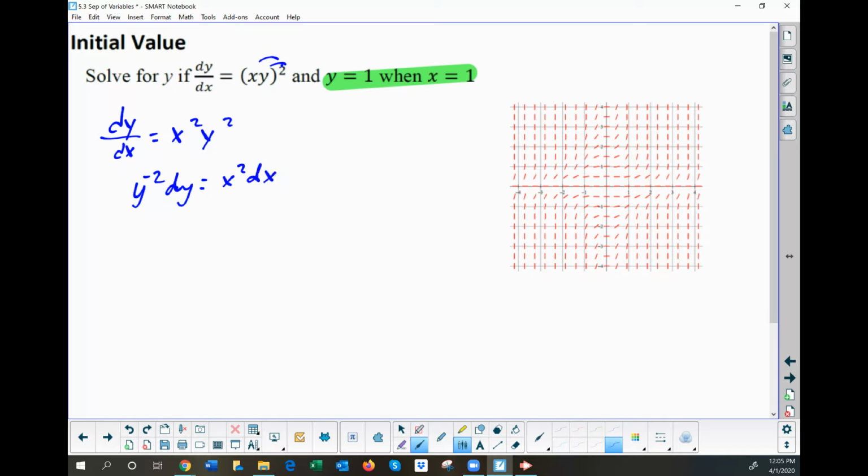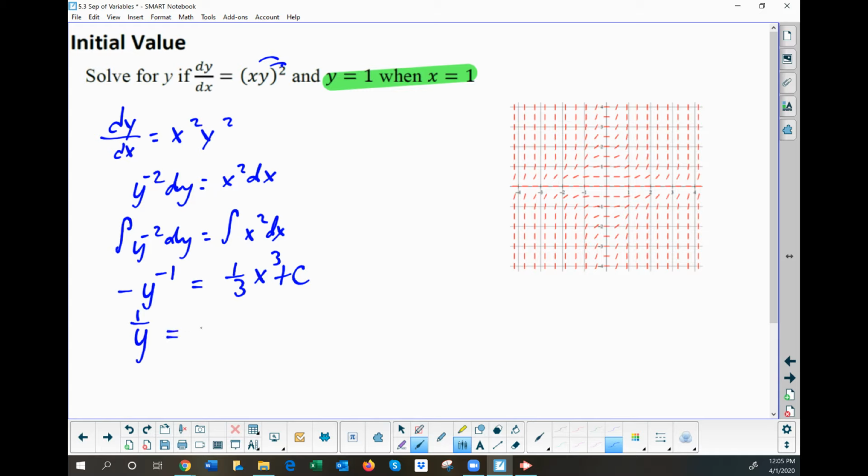Now let's add integration on this. Certainly you could have, on that step above, just inserted these integral symbols. I did not, just so you saw my step progression in notes. Adding 1, that's going to give me a negative y to the negative 1 equals 1/3 x cubed plus some c. Let's pass the negative off to the other side. I'm going to rewrite this as 1 over y equals negative 1/3 x cubed plus c.